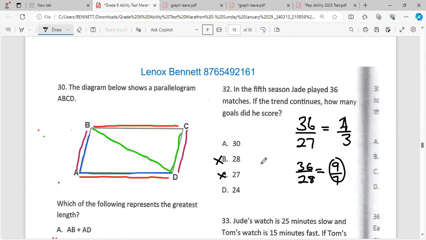Could it be 30? Let's try. We could use 6, right? 6 can go into 30, 6 can go into 36. So that's 6 over 5. So it couldn't be this either. So we are only left with one option.